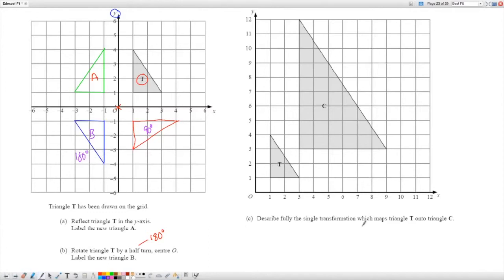We then have here an enlargement. You can see immediately that C is an enlargement here of T. There's 3 marks available. You've got to say 3 things. So first mark is for enlargement.